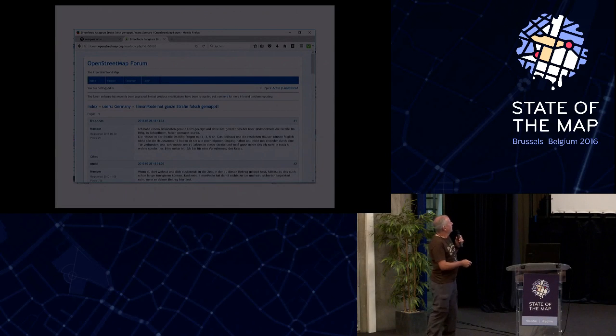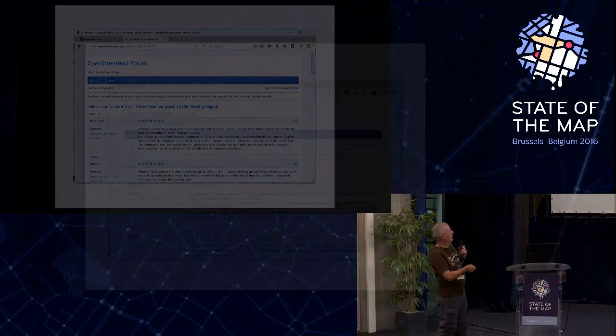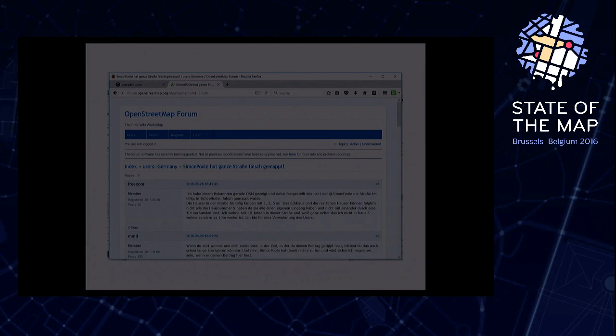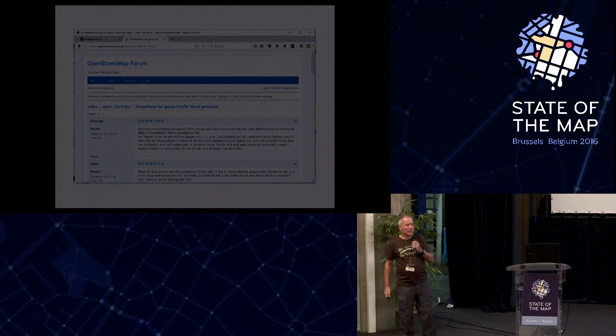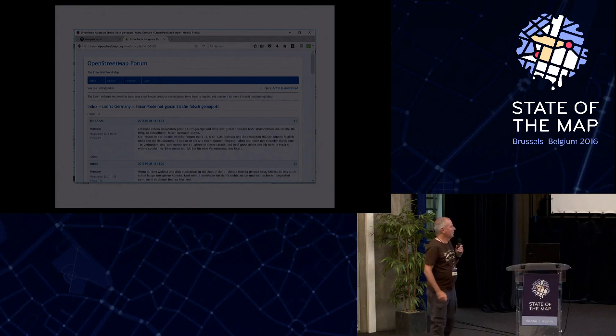Two to three weeks back, somebody complained that I had messed up a whole street in Germany, and that Simon Poole has mapped a complete road wrong. I had actually never been there and I've never mapped there. But I think it does show something we all screw up now and then. And one of the questions is, what keeps you from inadvertently messing up OpenStreetMap?